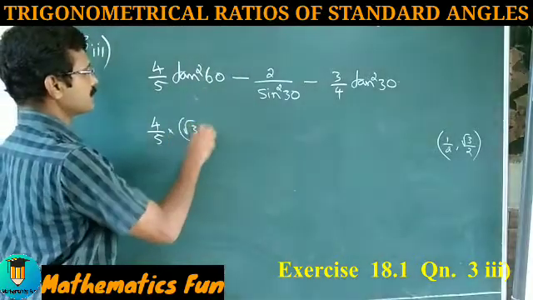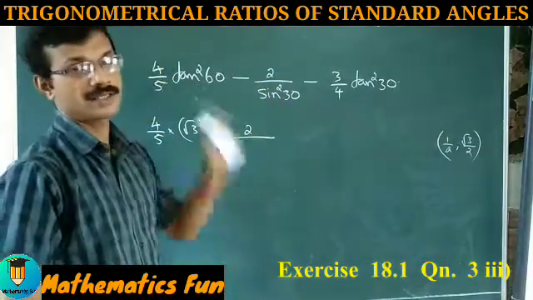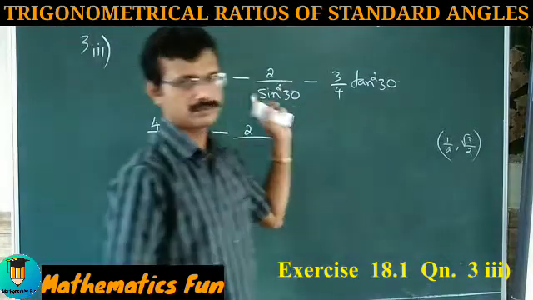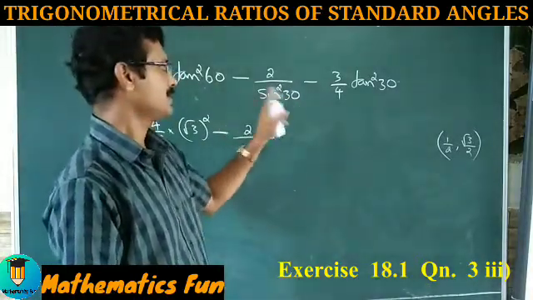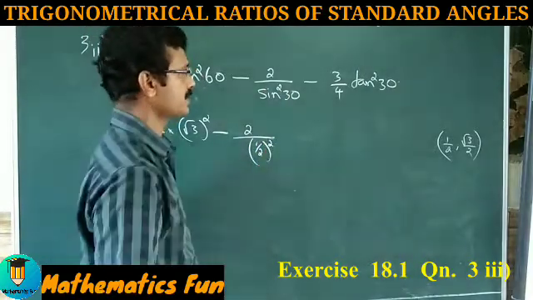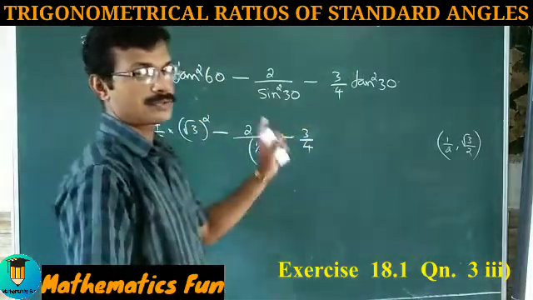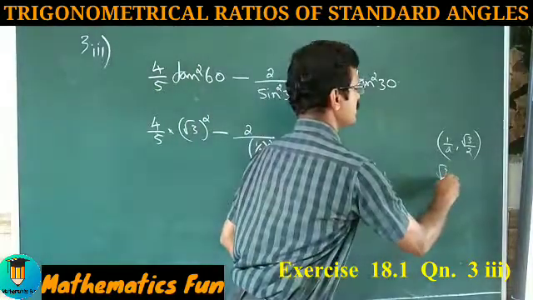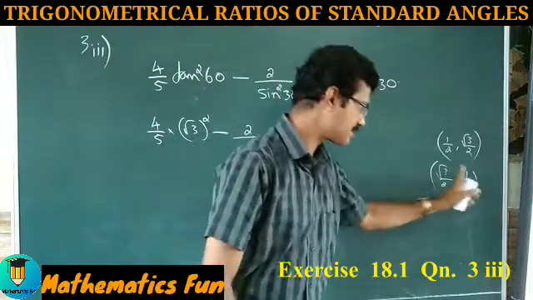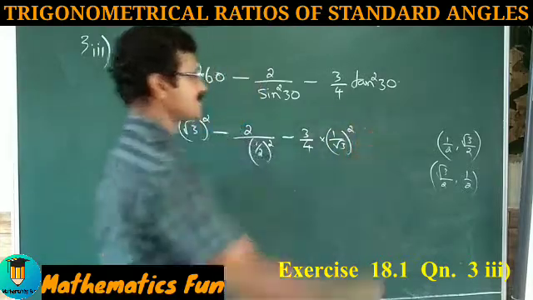So this is root 3 square, minus 2 by sine 30. 30's coordinate is root 3 by 2, 1 by 2. If you memorize that coordinate it is easy. Now for 30, 1 by 2 will come, so 1 by 2 square. Minus 3 by 4. Again 30 degrees coordinate is root 3 by 2, 1 by 2. And tan means sine by cos, so it is 1 by root 3. 1 by root 3 square.